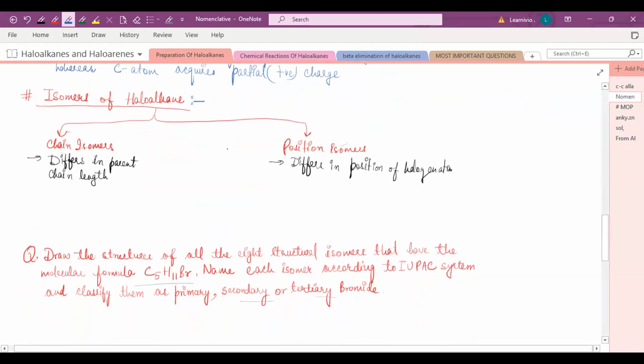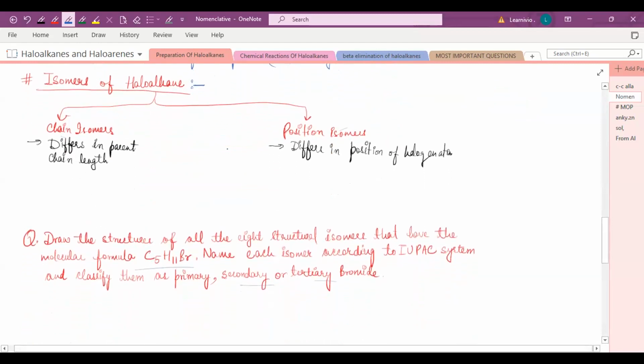Okay, now the next topic is isomers of haloalkanes. So what do you mean by isomers? Isomers are those structures which have the same molecular formula but different structural formula. Basically, haloalkanes have two types of isomers. First is chain isomers. Chain isomers are those isomers which differ in parent chain length. The number of carbons will be the same, the molecular formula will be the same, but the difference will be in the parent chain length.